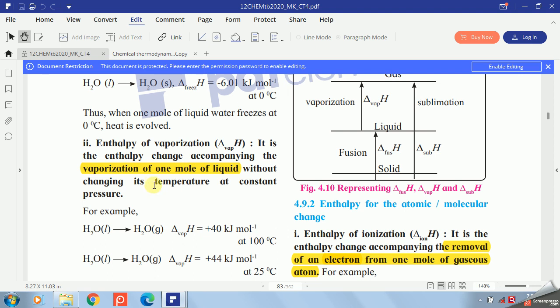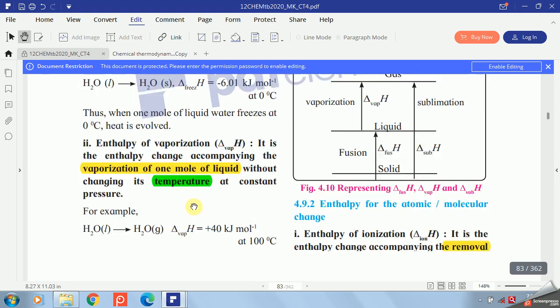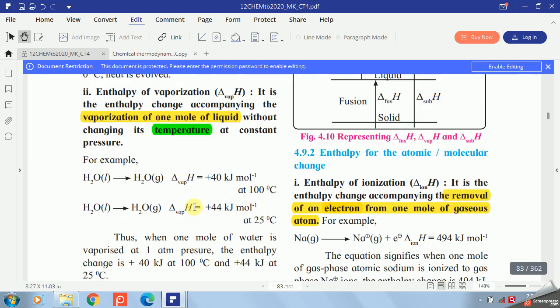So here the words "without changing the temperature": this temperature word is also important. Remember this. If we change the temperature, the value will change. So do not forget to write the temperature word. Wordings are important when we consider the definition.